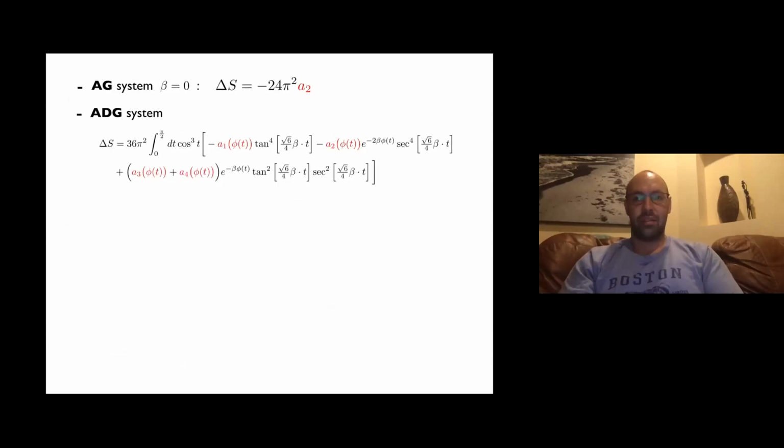So when you evaluate this correction, you get the following. In case there is no dilaton, so when beta is equal to 0, in the axion gravity system, the action correction is given just by basically minus A2, the coefficient A2.